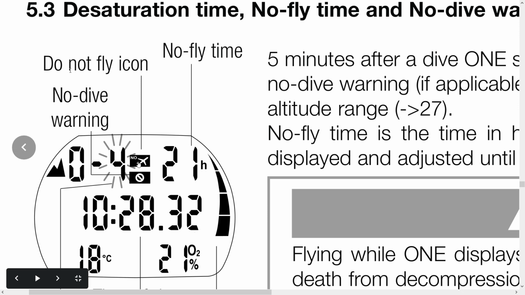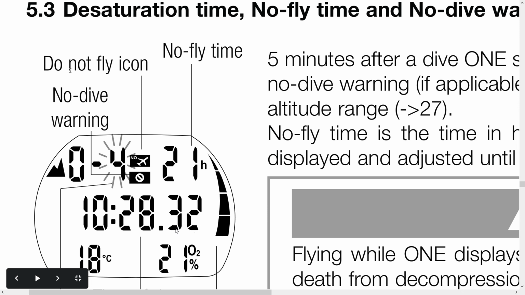You'll also see the no-fly icon. It's telling you not to get in an aircraft and go to altitude for a period of 21 hours, right here just next to the icon. If you did omit a decompression stop during a dive, you'll see the no dive warning indicator. This means you should not attempt another dive.